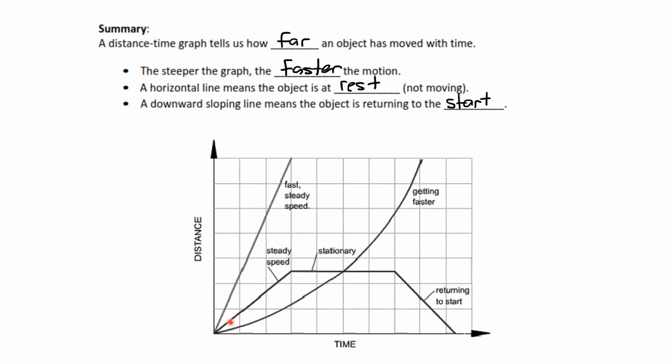So let's look at an example. Here we have an object starting from here. We have steady speed, or we could say constant speed. Here the line is flat, so that means it's stationary or at rest. And then the line is sloping downwards, so the object is returning to the start. Here we see a steeper line, so that's a faster constant speed. And here we have the curved line, which shows that the object is accelerating or getting faster.